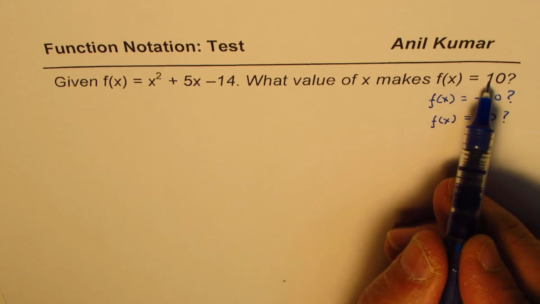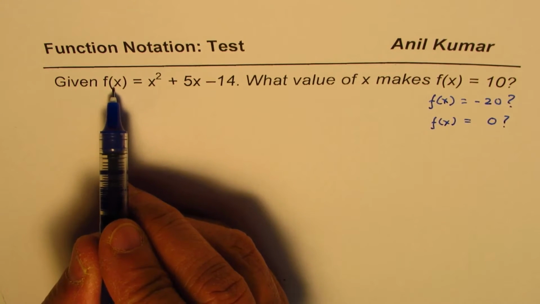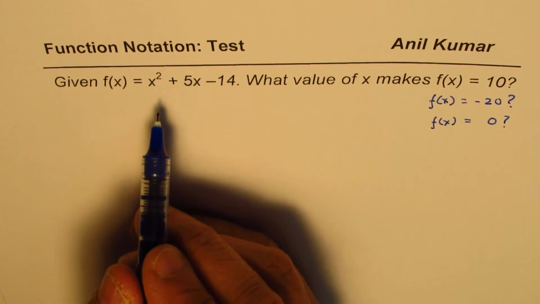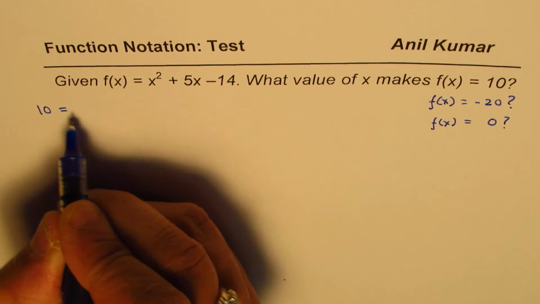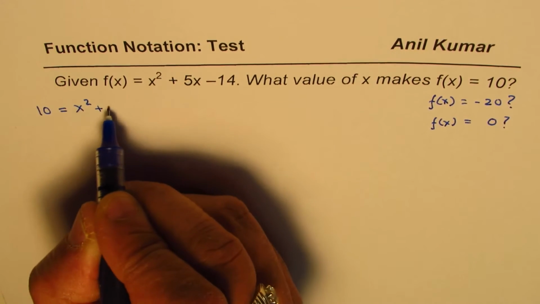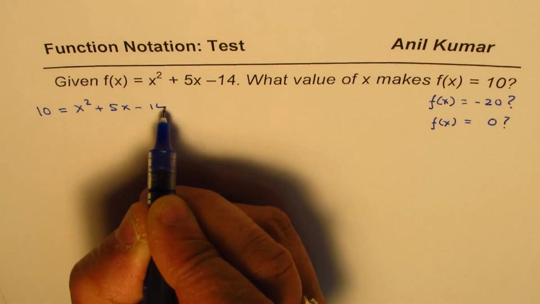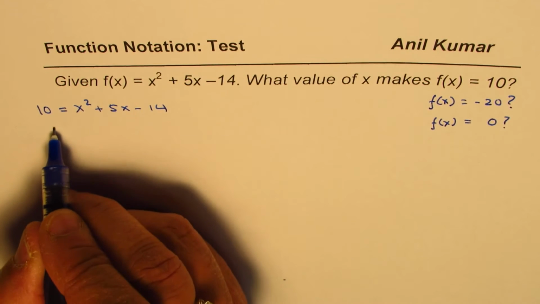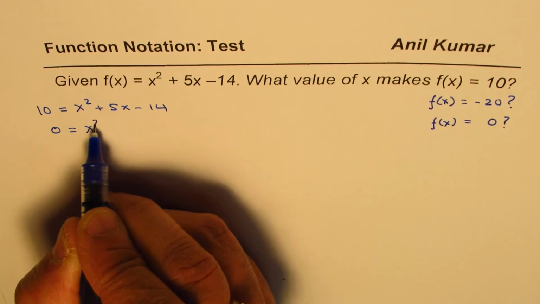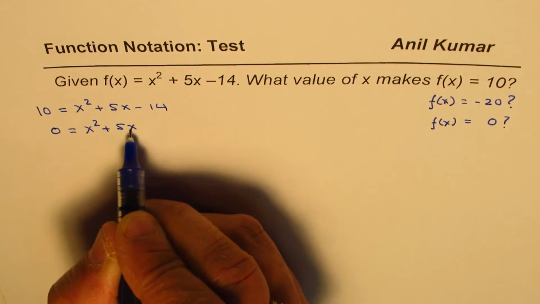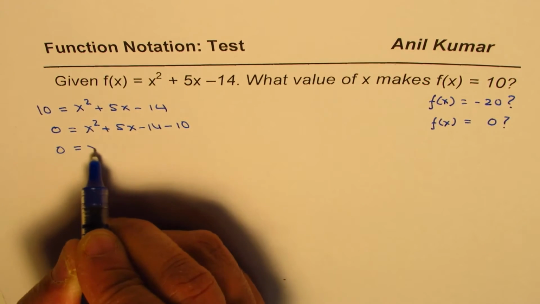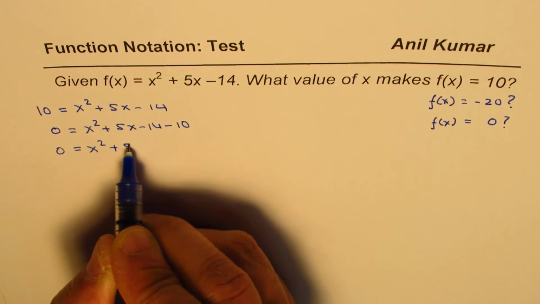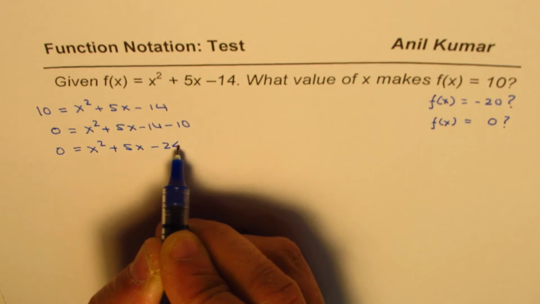When I say f of x is 10, that means I'll place 10 here, find the value of x. That's the question. So we get 10 equals x squared plus 5x minus 14. Taking 10 to the right side, we get x squared plus 5x minus 14 minus 10, and that is 0 equals x squared plus 5x minus 24.